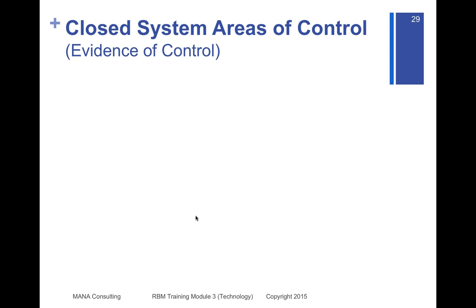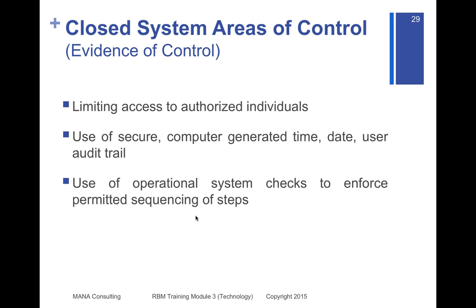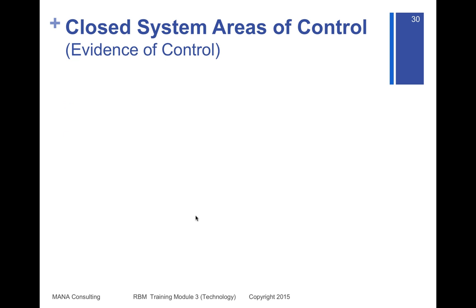Protection of records. So who can access the records, and making sure that you document that people have met the requirements needed before they're able to access. Records must be protected to enable their accurate and ready retrieval throughout the record retention process. So how are these data being protected? Limiting access to authorized individuals, using secure computer-generated time, date, user audit trail, and that's a really important one. And we'll talk a little bit about audit trails here.